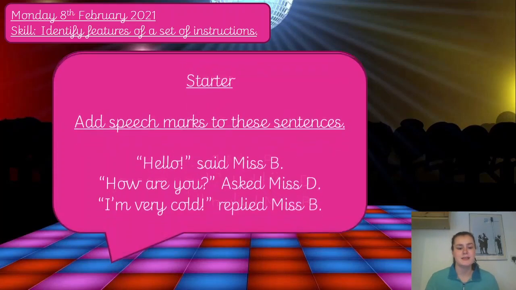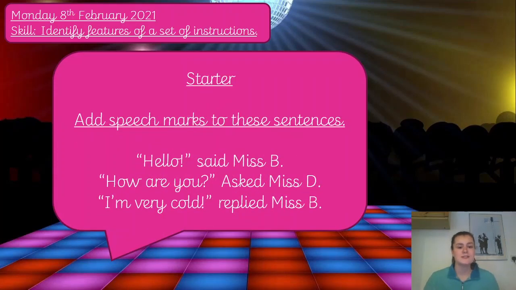Okay, so here is what your sentences should have looked like. So, hello, said Miss B, and it should just have the speech marks around the word hello, because that's all I actually said. How are you? Asked Miss D. Again, speech marks just around how are you, because Miss Dullum didn't say, how are you? Asked Miss Dullum. That would be a bit strange. And then, I'm very cold, replied Miss B. So you should just have your speech marks around I'm very cold. Well done if you got them right. You can give yourself a big tick.